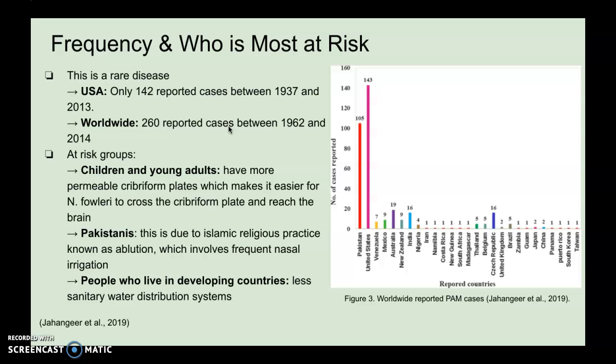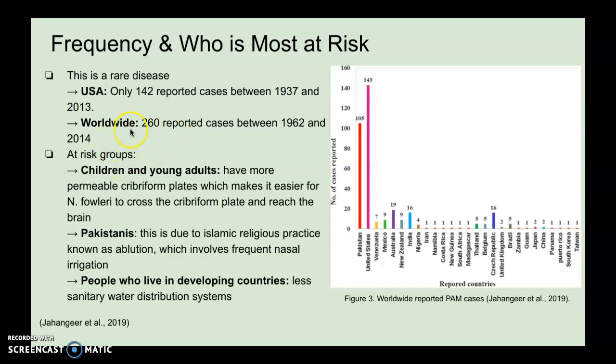So this is a very rare disease with only about 142 reported cases in the United States and only 260 reported cases worldwide. If you look to the figure to the right, you can see the worldwide distribution of reported PAM cases. You can see that the United States and Pakistan have a disproportionately large number of reported cases. However, it is important to note that it is likely underreported in developing countries that have less advanced diagnostic tools.